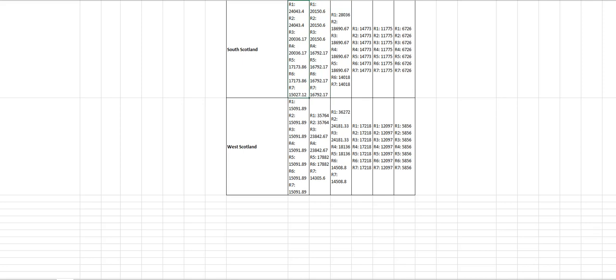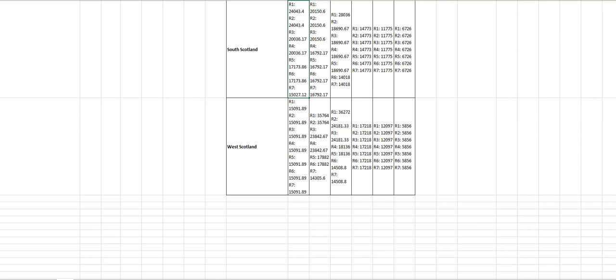SNP won round 4, readjusted. Labour won round 5, readjusted. Tories won round 6, readjusted, and SNP won round 7. That's how the D'Hondt method was applied for the South of Scotland.